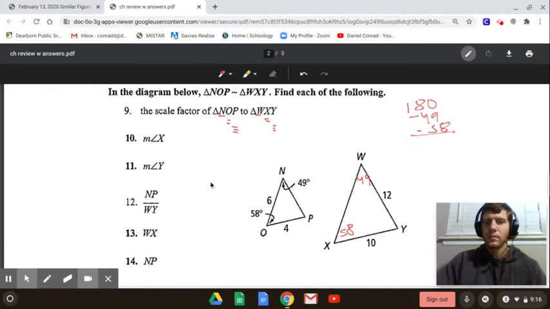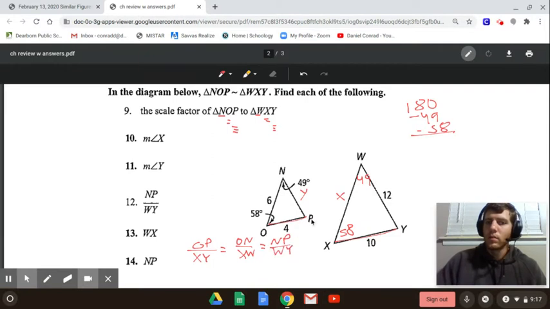Okay, for the sides, you would be solving for the other sides. So you got to figure out what your scale factor is. So the only one where you have matching sides would be OP and XY. Right, so it might help to put maybe an X here and a Y here. Right, and then you can line up your sides, right? So OP is going to correspond with XY. ON is going to correspond with XW. And then NP is going to correspond with WY.